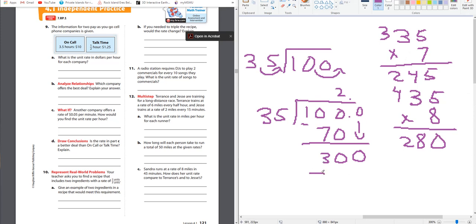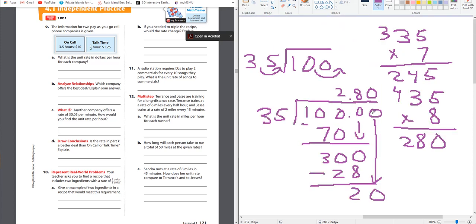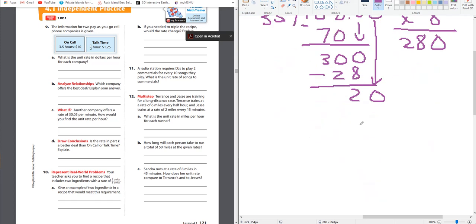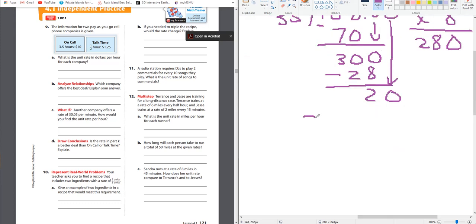So 280. So 300 minus 280 is 20. Bring down the next 0, and it goes into 20 0 times. Now, I don't need to go further than this because remember we're dealing with money and you never see money go past 2 decimals. Not really. Maybe at the gas station, but nobody really cares about that. No one's going to ask you for $2.804. They're just going to say $2.80. They're not even going to care about the 4.